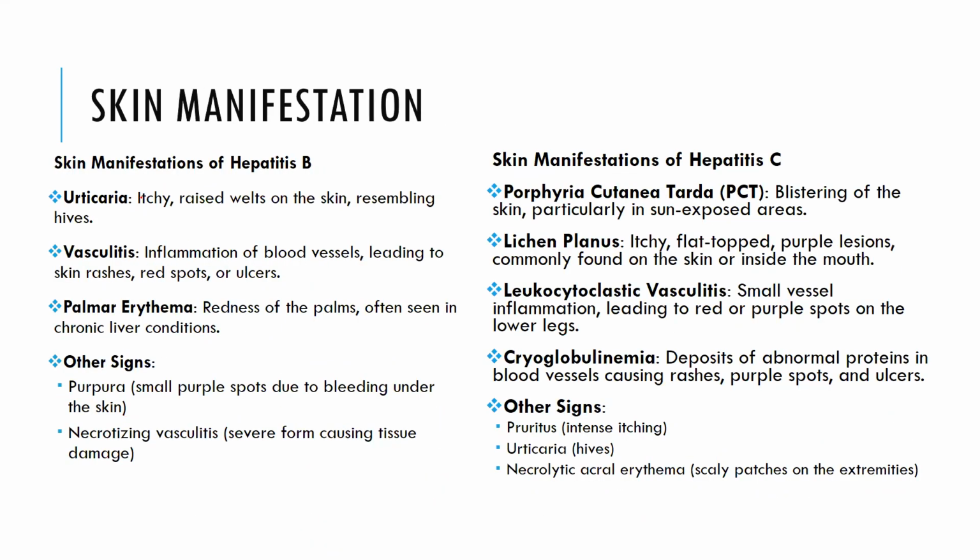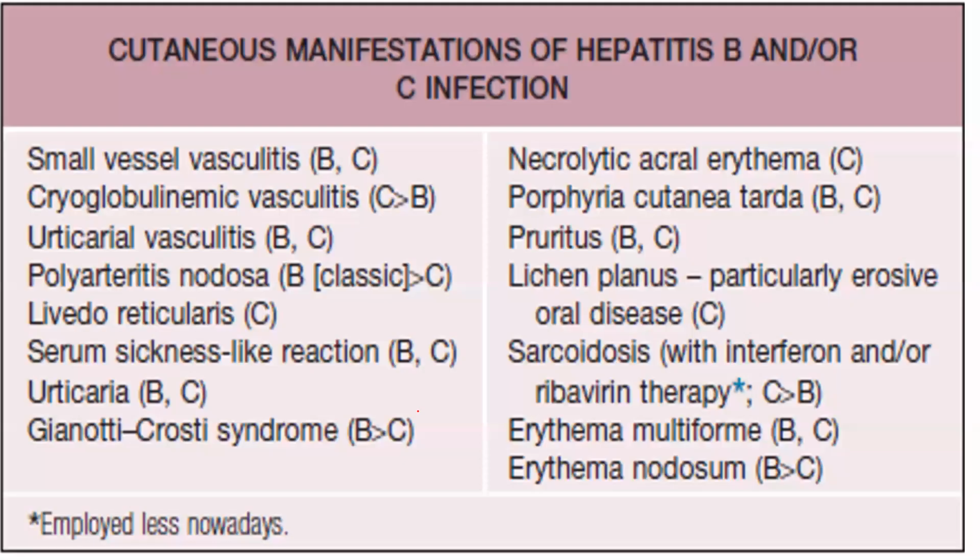So when you look at the skin manifestations of hepatitis B and C, I usually classify them, and I say they're about 15, and I prefer using this table that you see here. This table will indicate for you the type of virus that is most associated with that particular skin manifestation. The first one is what we call small vessel vasculitis, or inflammation of small vessels, and this has been linked to both hepatitis B and hepatitis C. We have also cryoglobulinemic vasculitis, which is more in hepatitis C compared to hepatitis B. Then cutaneous vasculitis for both B and C.